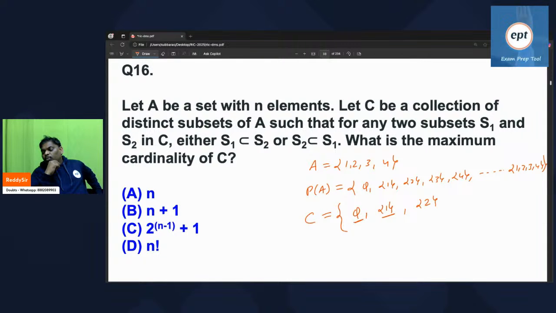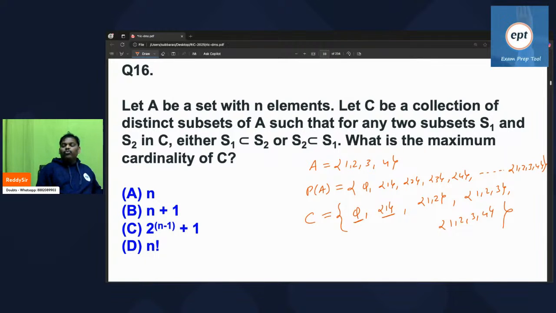If you take 2 people, 1 and 2, 1 is subset of 2 fail. 2 is subset of 1 also fail. You cannot take it. But you can take 1, 2. Because if you take the 1 and 1, 2, 1 is subset of 1, 2. I think you can take this also.